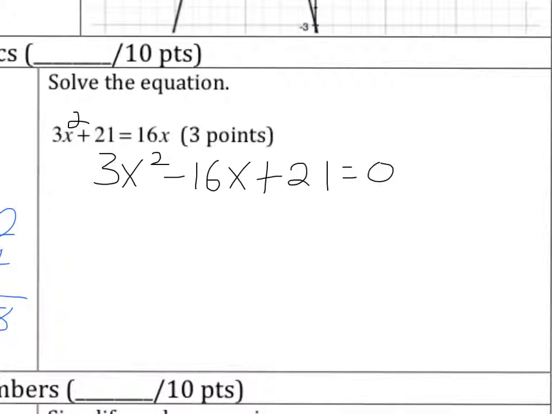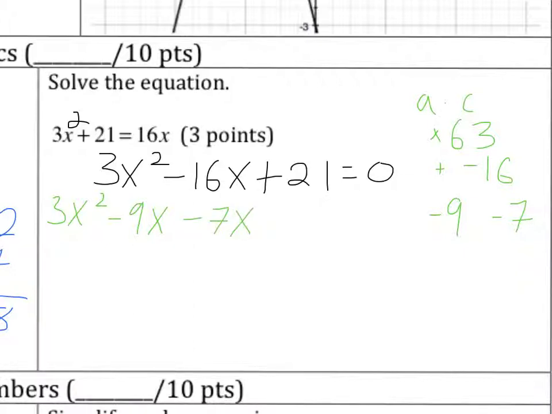I'm going to multiply my a times c. 3 times 21 is 63. I'm looking for things that multiply to 63 and add up to negative 16. The only things I know off the top of my head that multiply to 63 are 9 and 7. Hey, negative 9 plus negative 7 happens to go to negative 16. So 3x squared minus 9x minus 7x plus 21 equals 0.